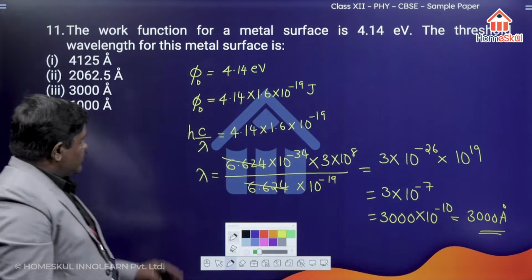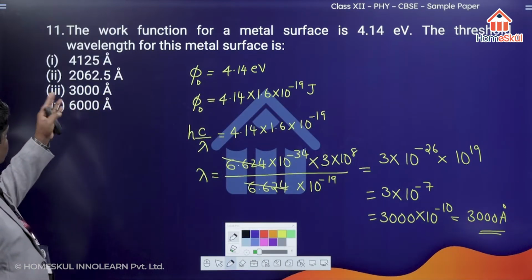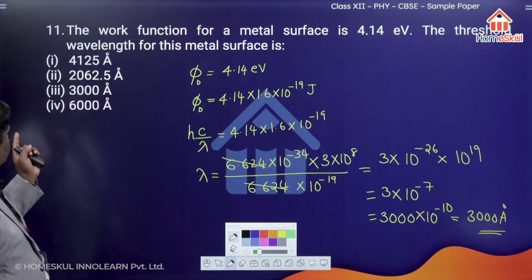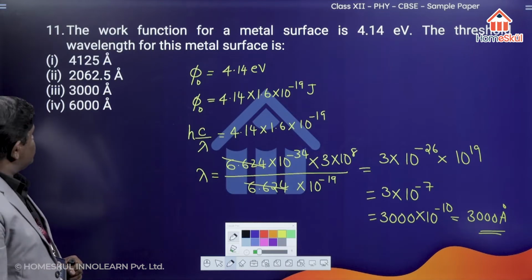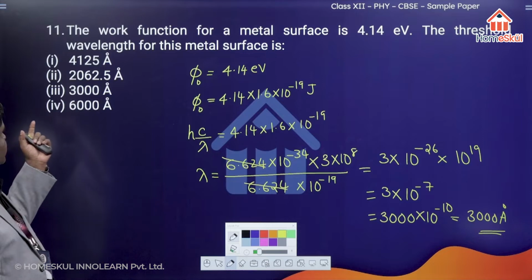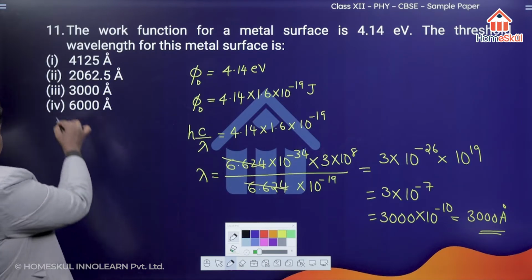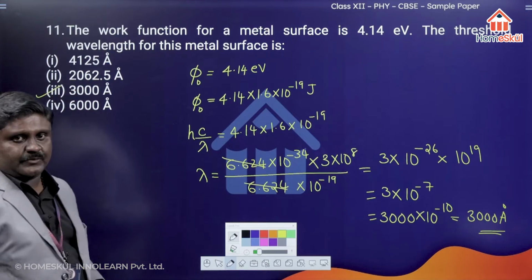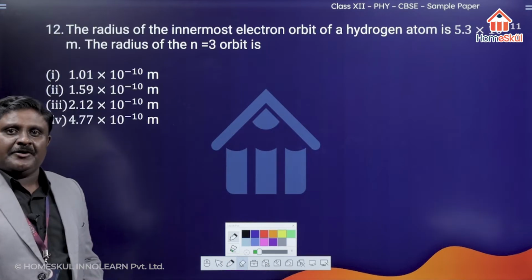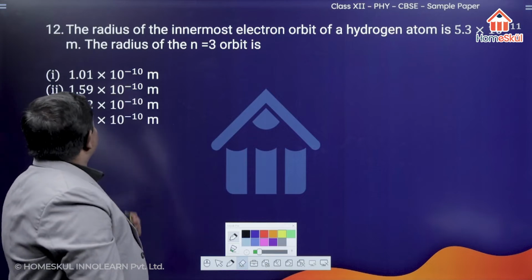So let us go for the options. See, first option 4125 angstrom, second option 2062.5 angstrom, and the third option 3000 angstrom. So we get the answer as 3000 angstrom. So the third option is the correct one. Clear? Okay, so our 12th question.